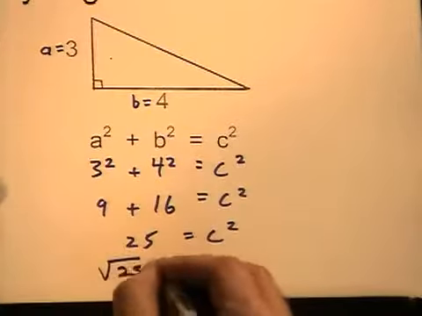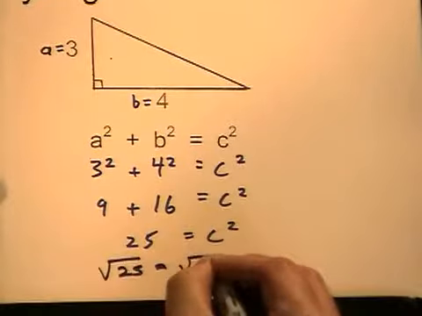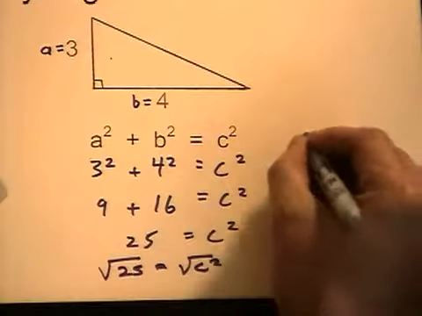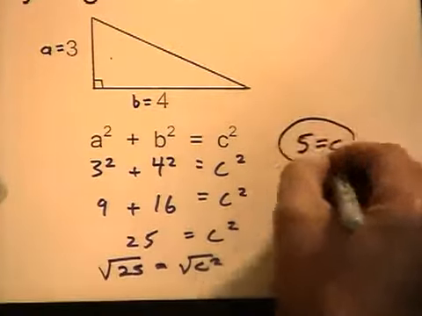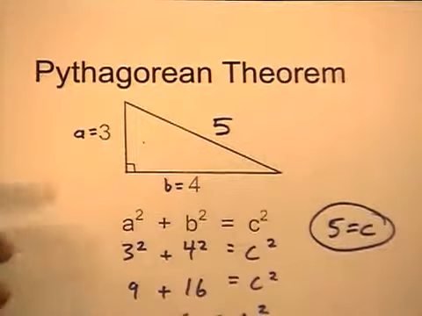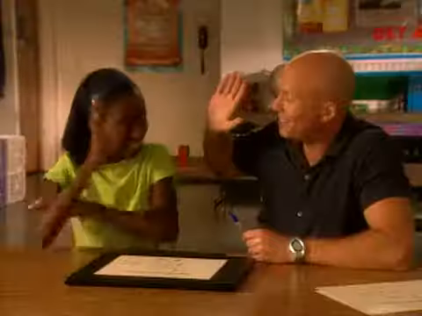Now I'm going to take the square root of both sides. Square root of 25 equals the square root of C squared. What's the square root of 25, Dominique? Do you know? 5. Excellent. So 5 equals C. Our hypotenuse, Dominique, is 5. You just became a Pythagorean theorem expert. Way to go. Excellent job.